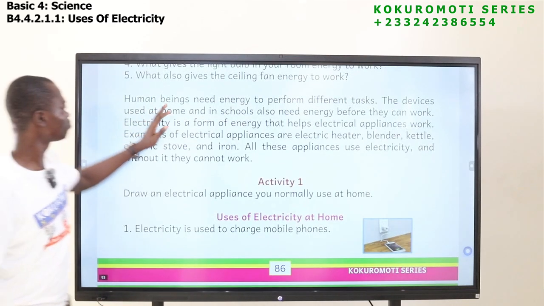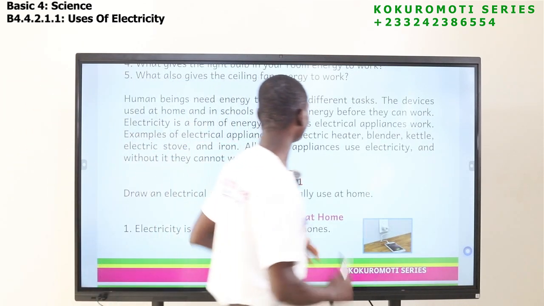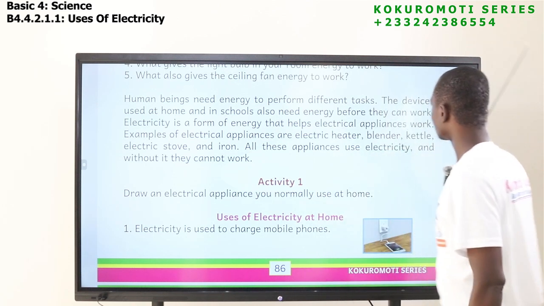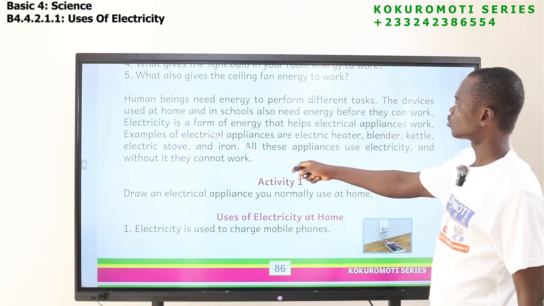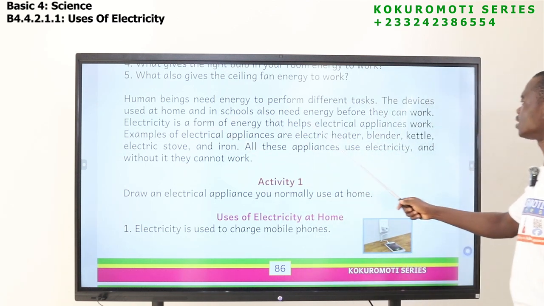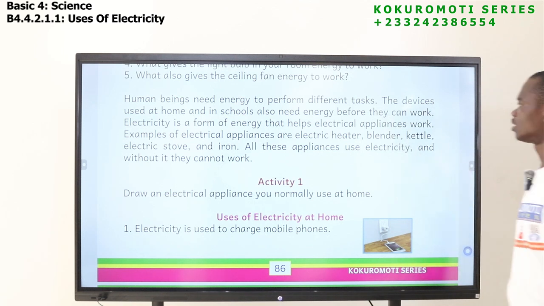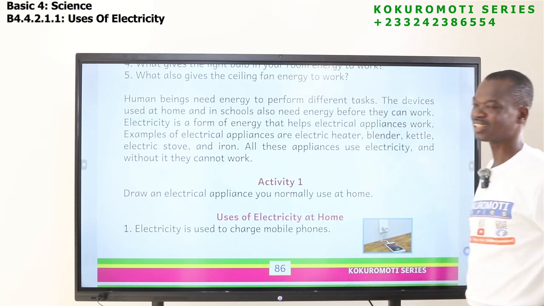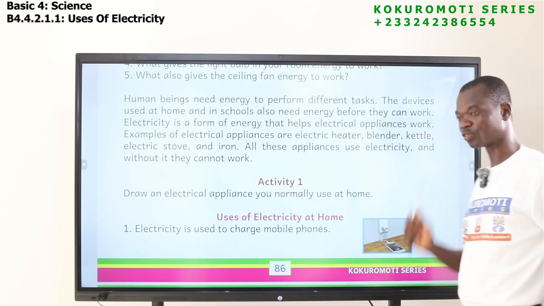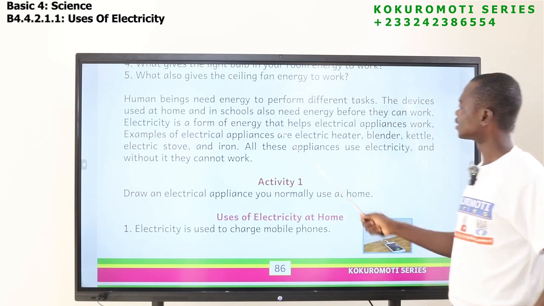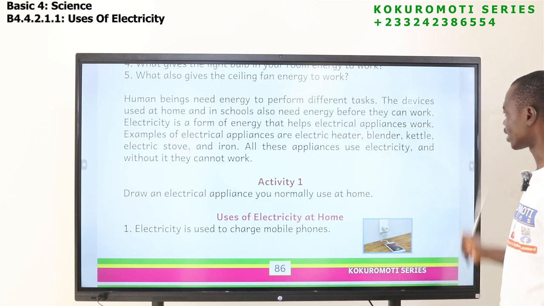Now, human beings need energy to perform different tasks. The devices used at home and in school also need energy before they can work. Electricity is a form of energy. Listen, electricity is a form of energy that helps electrical appliances work.